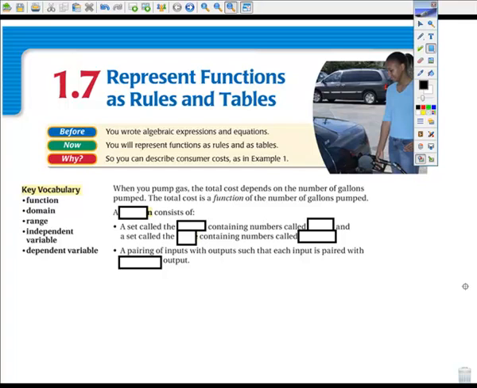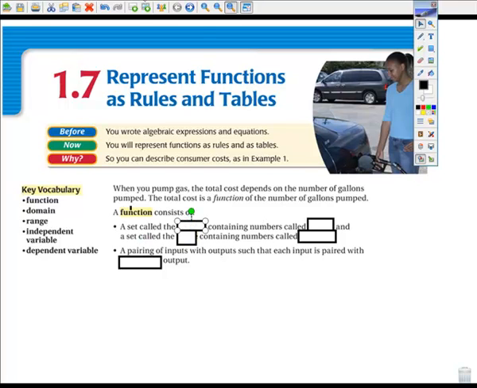When you pump gas, the total cost depends on the number of gallons that you pump. The more gallons that you pump, the more it's going to cost you. So the total cost is a function of the number of gallons pumped. And the definition, a function, consists of two different things. There's two parts in this first bullet and then one part in the second. So I guess technically three parts.